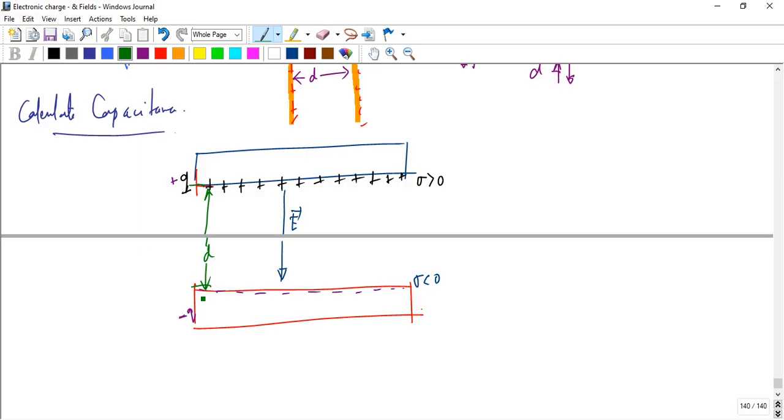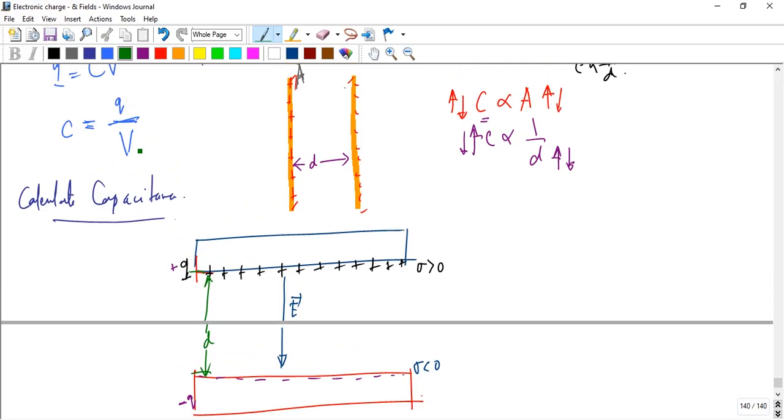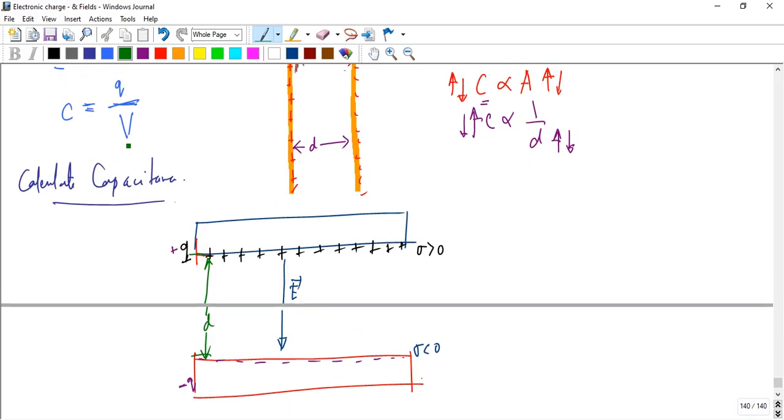Now we want to calculate capacitance. Capacitance equals charge over potential. So what is the potential? The potential is the potential difference between these two plates.